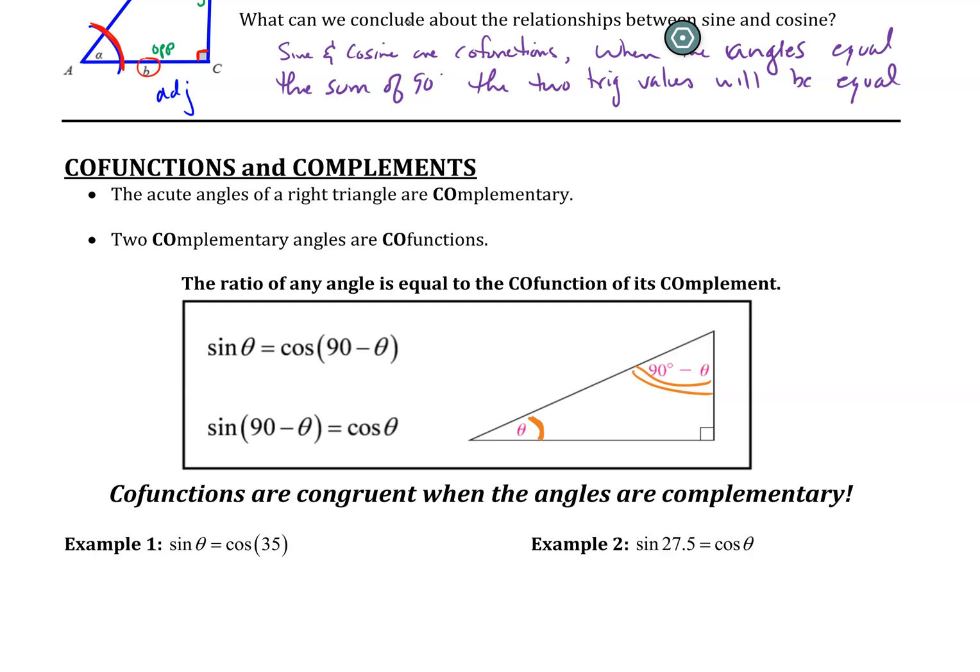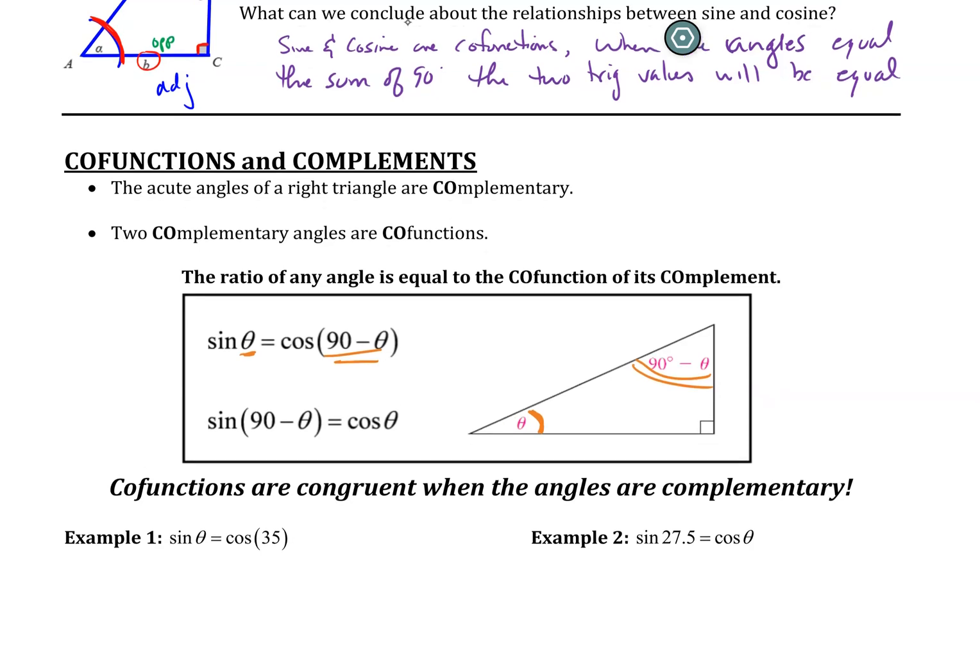So if sine of theta, so sine of some angle, it will always be equal to its cofunction, which in this case is cosine, of its complement. Those values will end up being exactly the same value. And you can check this. So let's just do a quick one here.